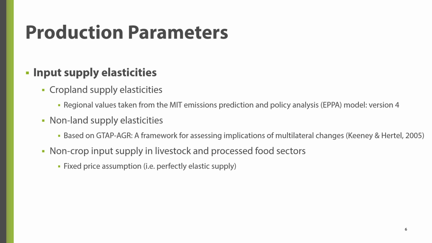Production side parameters in the model also include input supply elasticities. In the non-gridded version of Simple G, cropland supply elasticities are based on regional parameters from the EPA model developed at MIT. Non-land supply elasticities are based on the GTAP AGR model. And non-crop input supplies in livestock and processed food sectors are perfectly elastic, such that these prices are exogenous to the model. Note that for other versions of the model, sources of input supply elasticities could differ.